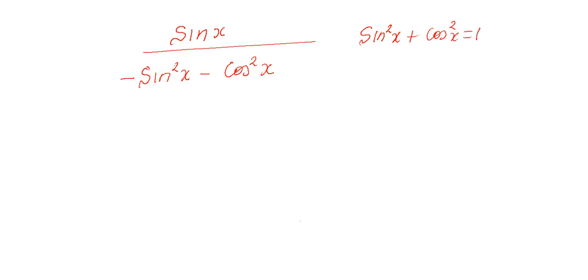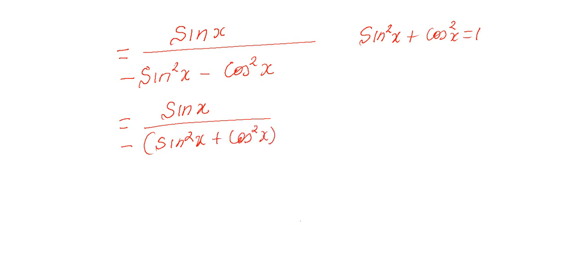Don't forget that. So what we have to do is put a negative sign as a common factor. We can write this as sin x over negative, with the bracket, sin squared x plus cos squared x, and we close the bracket. From this we know that this is going to give us 1. So therefore our answer is going to be sin x over minus 1, which is the same as negative sin x. So we have simplified our expression. The final answer is negative sin x.